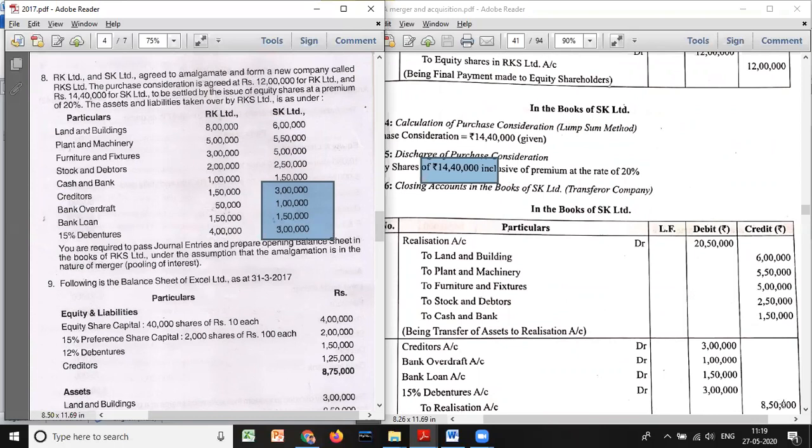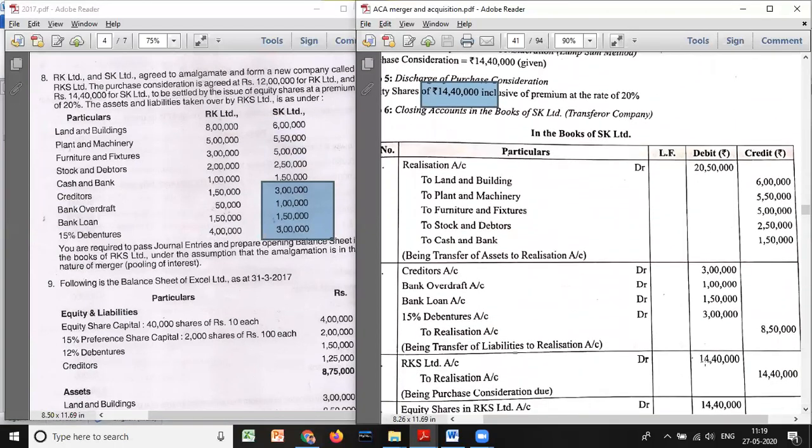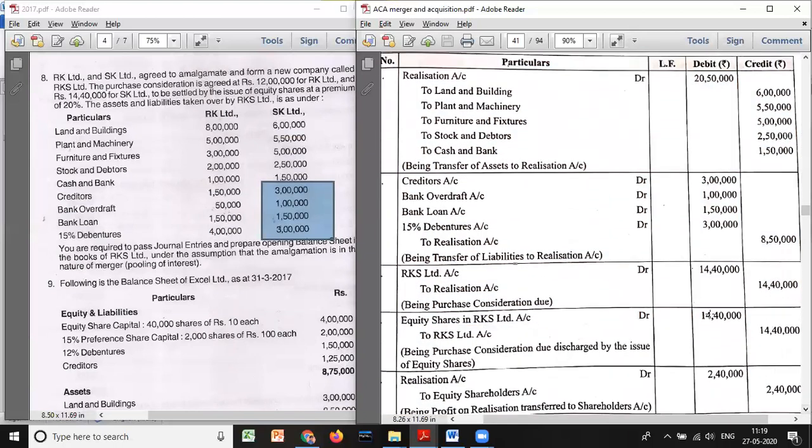And the PC is how much? 14 lakh 40,000. The third entry will be RKS Limited account 14 lakh 40,000 to realization account 14 lakh 40,000, being PC due, and the same will be discharged through issue of equity shares. So equity shares in RKS Limited 14,40,000 to RKS Limited 14,40,000, due discharge by the issue of equity shares.